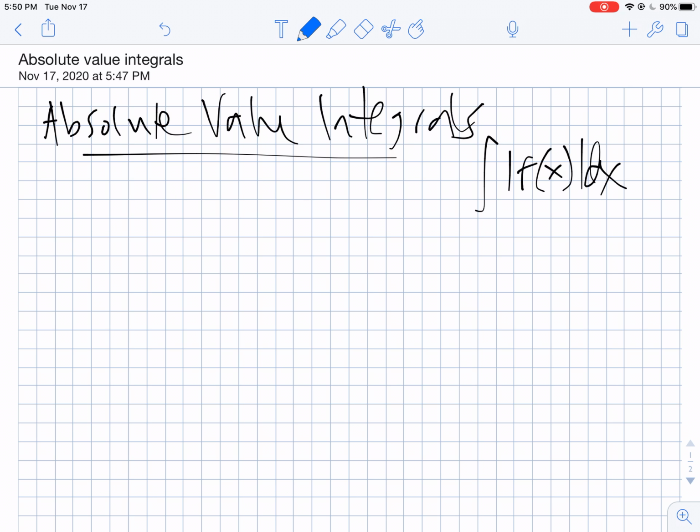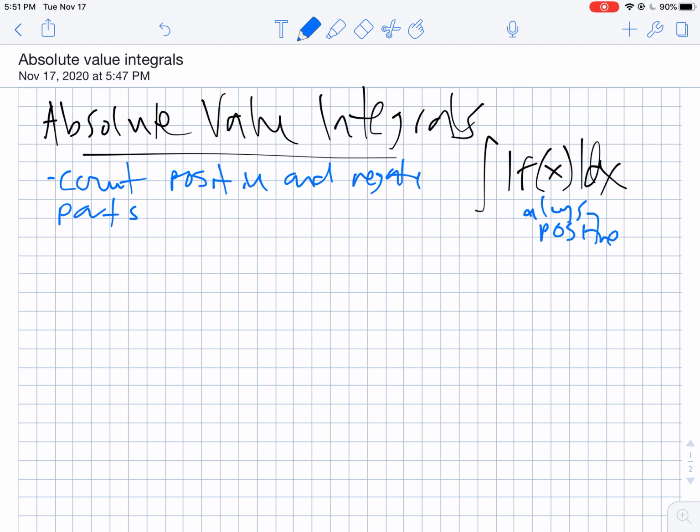Basically, an absolute value function is something that is always positive. So what we need to do is count the positive and negative parts all as positive. Right? Because if we take the absolute value of -3, that gives you just +3.